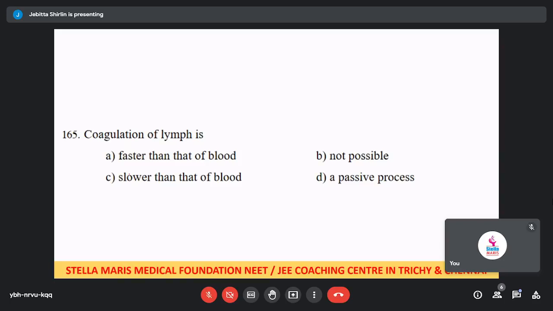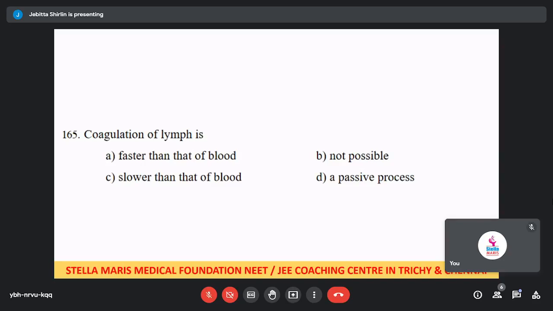Coagulation of lymph: faster than that of blood, not possible, slower than that of blood, a passive process. Will the lymph coagulate? You have platelets in the blood, and that will create coagulation of the blood. But when you look at lymph, will the lymph coagulate, children? There are certain coagulation factors in the lymph. Fibrinogen is basically what is involved in the process of coagulation. So in the lymph also, you have certain particles that would cause the process of coagulation.